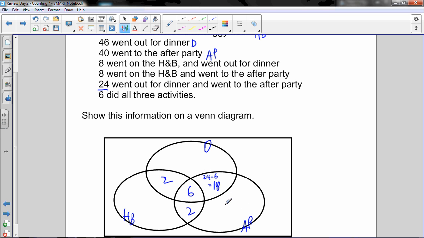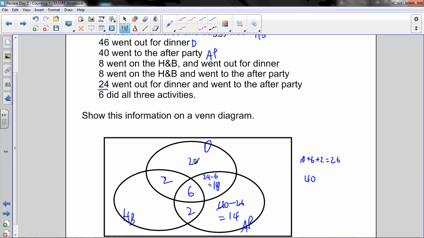40 went to the after party. That means in this set here there were 40 people altogether, but we've counted 18 plus 6 plus 2 is 26 altogether. And there were 40 altogether, so I go 40 subtract 26 is 14. That just went to the after party. And if I keep going, I'm going to get my final answer.